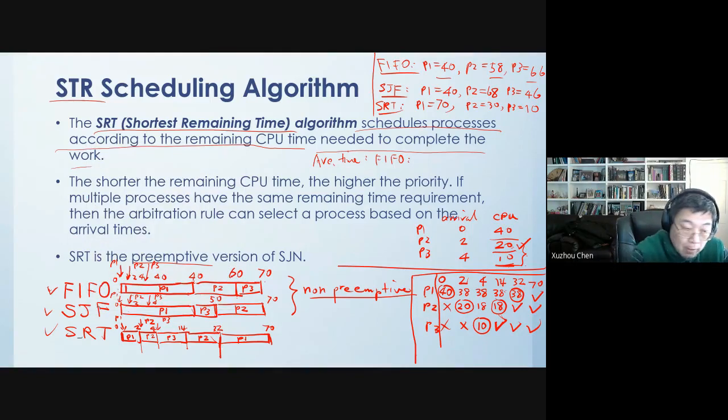So for FIFO, it's 54, the average. Shortest job first, it's 51. And the shortest remaining time, it's 36. So certainly this is the winner. This is the loser. And shortest job first is in between. But it's not really a big improvement, right? So can you tell me why in this case?